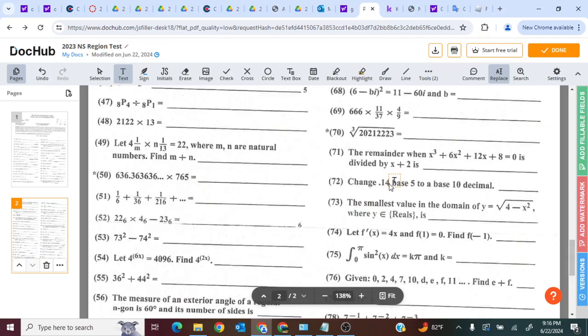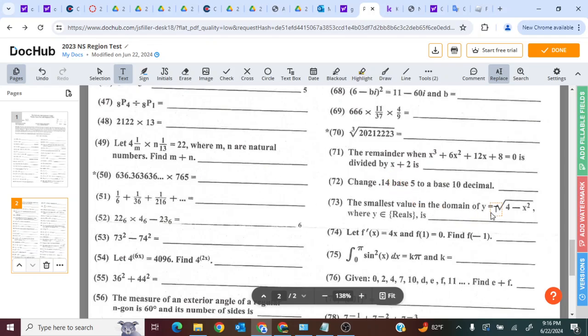Change 0.14 base 5 to base 10. Okay, you can first change this to a fraction. So actually, really, there's no need. This is 1/5 times 1, so 1 over 5, then you're taking it to 1 over 25 multiplied by 5. 5 over 25 plus 4 over 25 is 9 over 25. Multiply top and bottom by 4, you get 36 over 100, so 0.36.